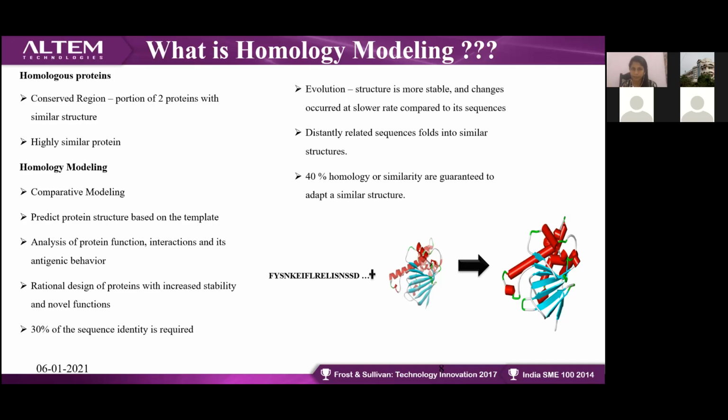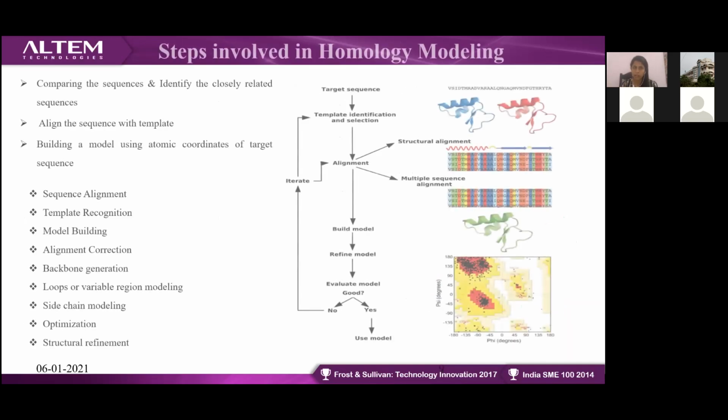So what are all the steps involved in homology modeling? How can we perform homology modeling? We'll be having certain steps. Say for example, you have to compare the sequence, and you will identify the closely related sequences. And once you have identified the closely related sequences, you need to align the sequences with the template. So say for example, you take this example as a COVID sample, and you will be having your target sequence as your COVID sample, and you need to do the template identification.